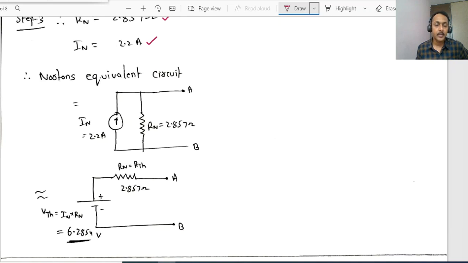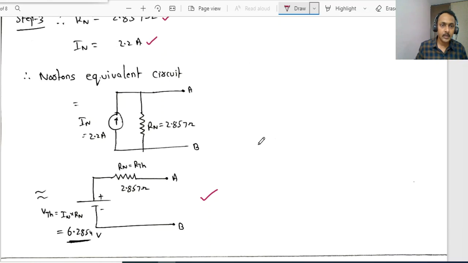A current source in parallel with a resistor can be replaced by a voltage source in series with a resistor, right? Now that voltage source value will be how much? V equal to IN into RN, 6.2854 volts in series with 2.857 ohms. Of course, this Thevenin's equivalent is not asked in the problem. We are just supposed to calculate the Norton's equivalent, right?